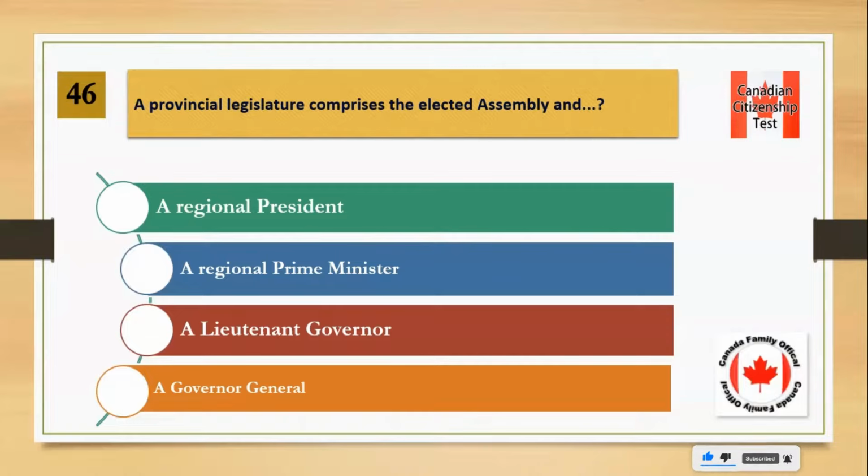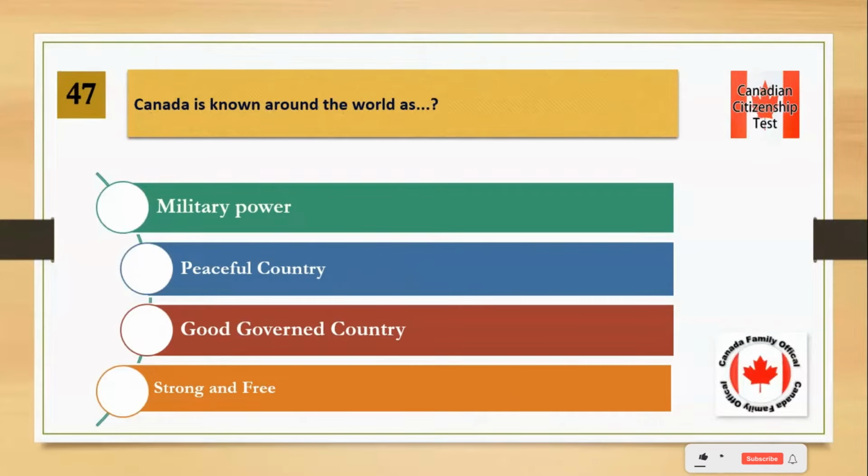A provincial legislature comprises the elected assembly and Number 1, a regional president. Number 2, a regional prime minister. Number 3, a lieutenant governor. Number 4, a governor general. And the answer is a lieutenant governor.